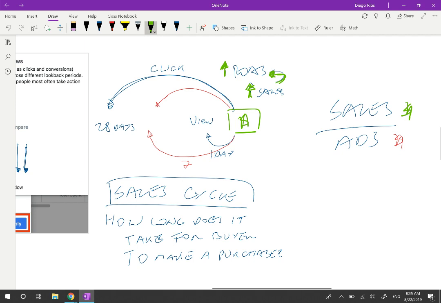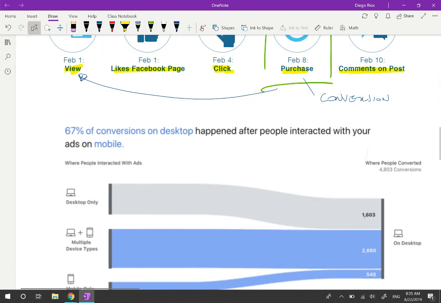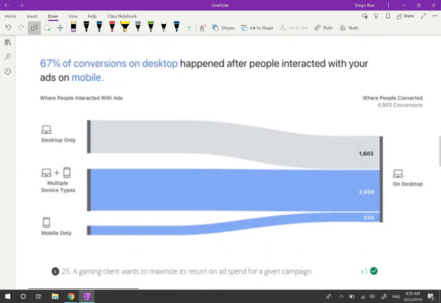What I'm saying by increasing the attribution window is I'm going to give you more time to figure out if we made more sales, right? So your return on ad spend will vary depending on your attribution window. Why is this important? Because with Facebook's new attribution system, and this is just an example, 76% of conversions on desktop happen after people interacted with your mobile ads, right? So people actually converted on your desktop, but they actually saw you on multiple devices beforehand.